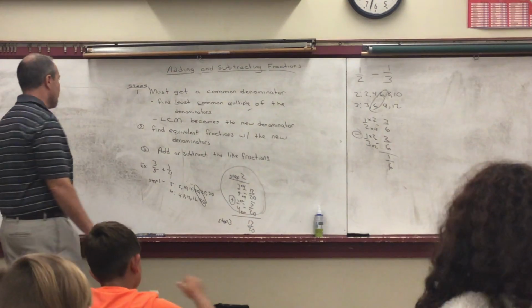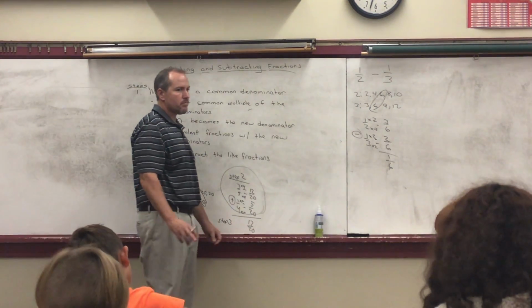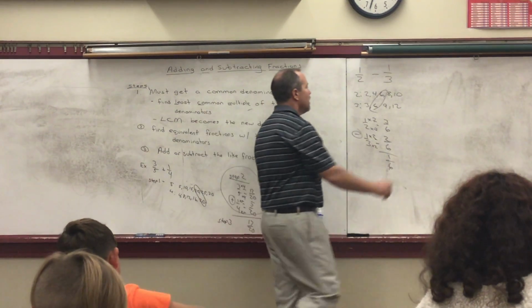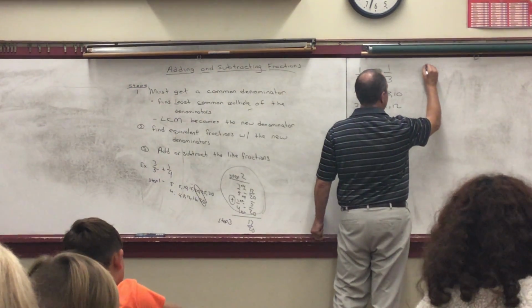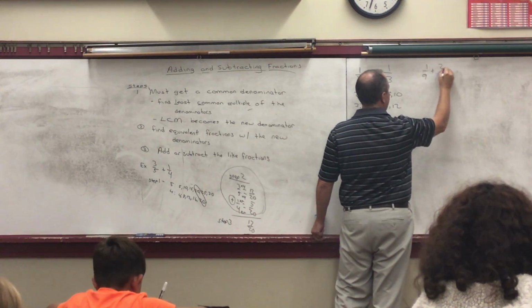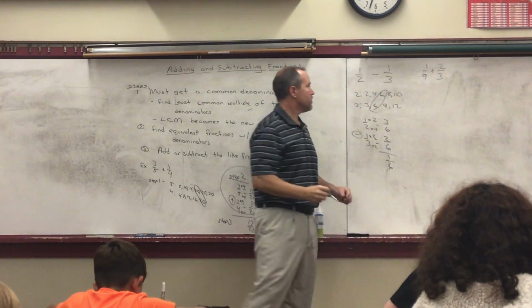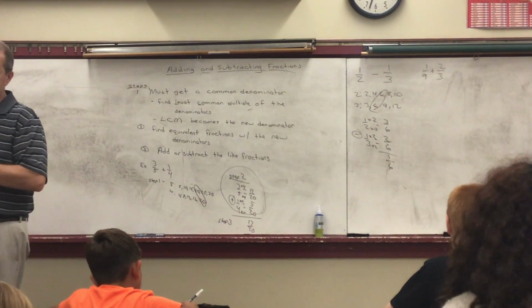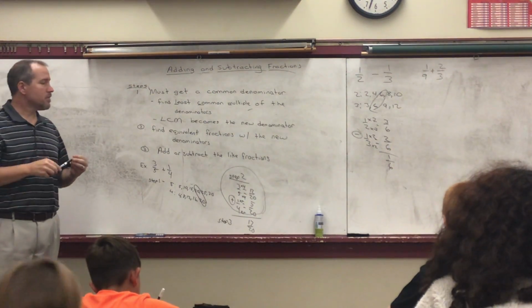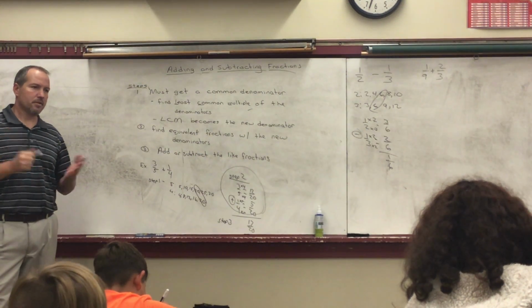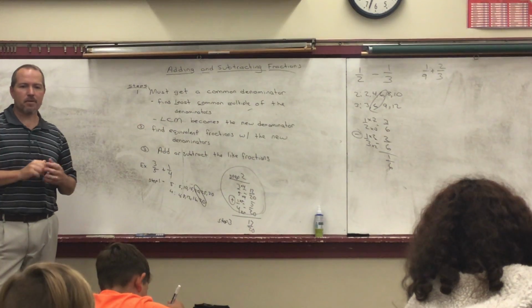You're ready, so let's do another one. Let's do 1/9 plus 2/3. Step 1. What is step 1? Go ahead and find the least common multiple.